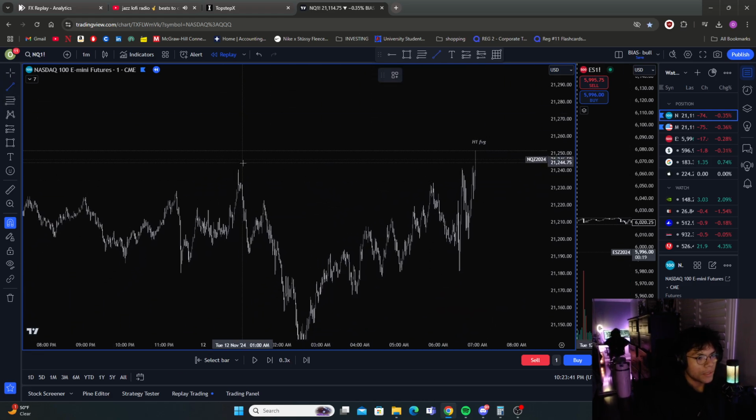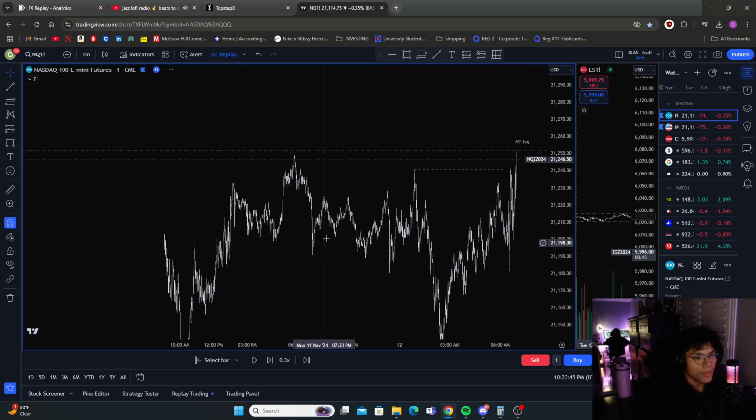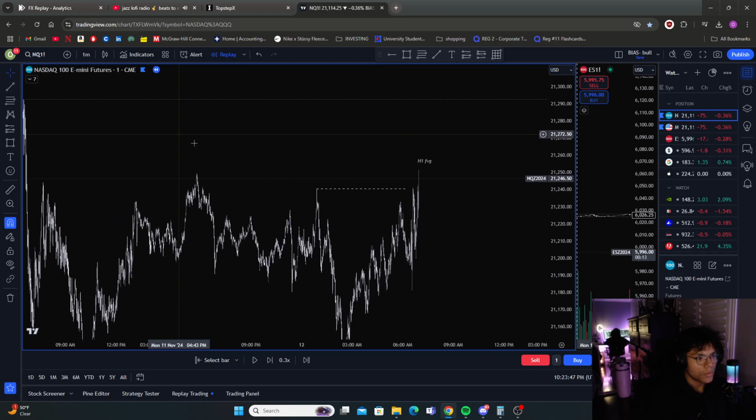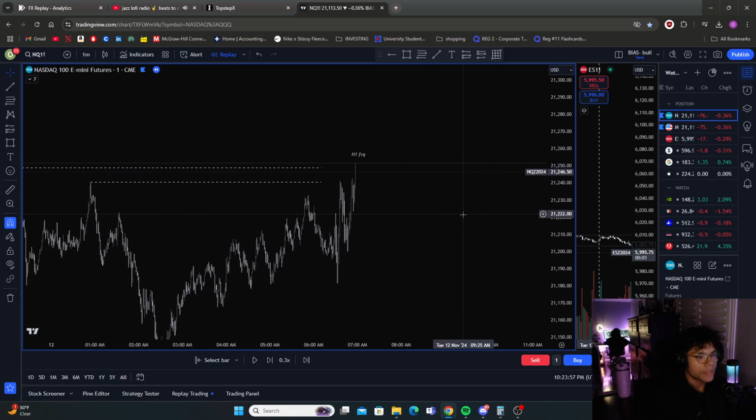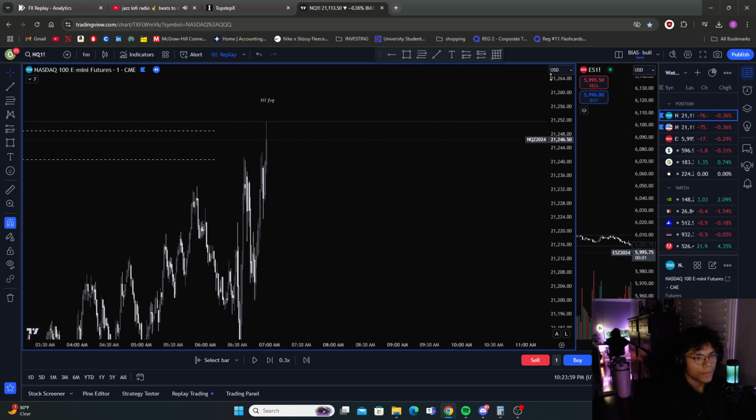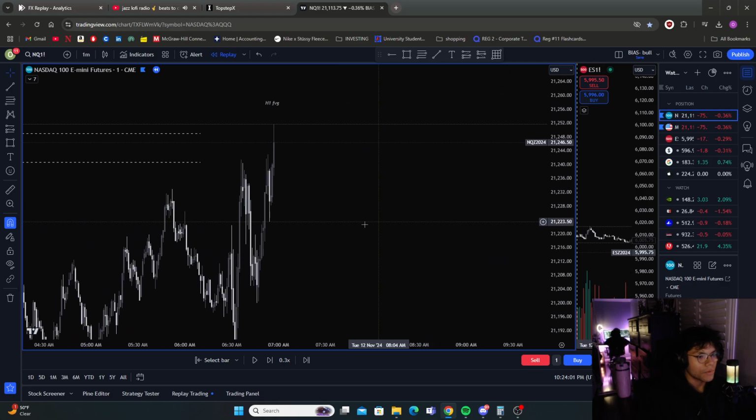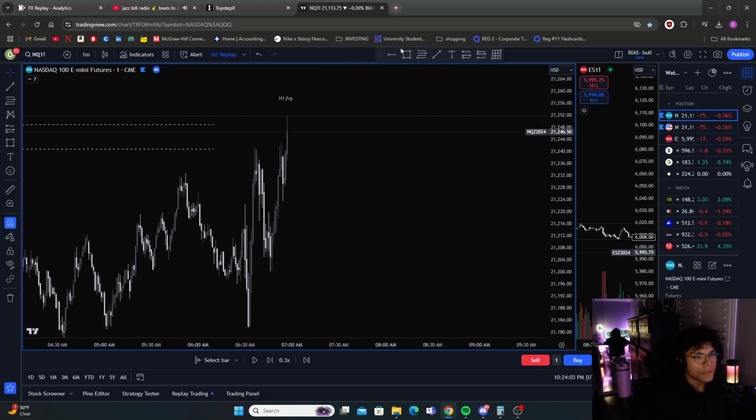Not only that, we did end up taking this buy side liquidity, right? And we also had some of this external high as well. So we ended up taking two external highs, or just buy side liquidity, right? And we have this fair value gap here drawn out.